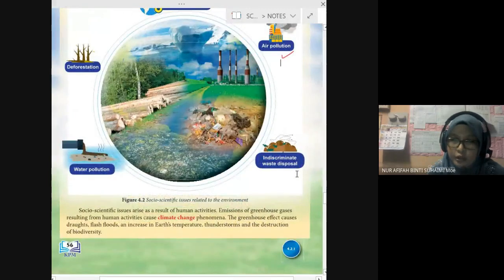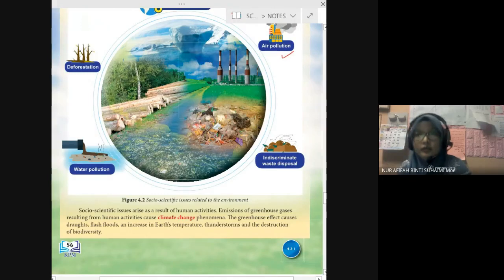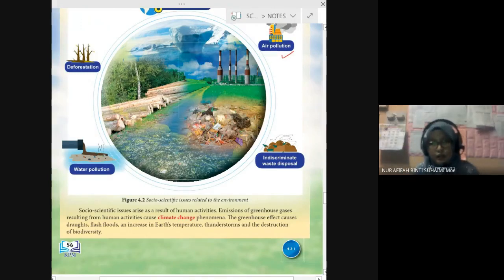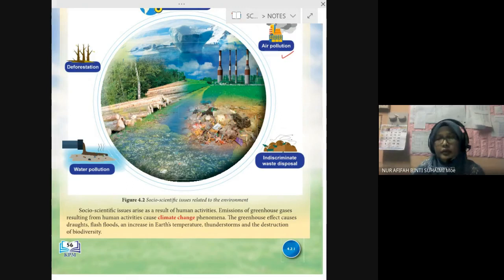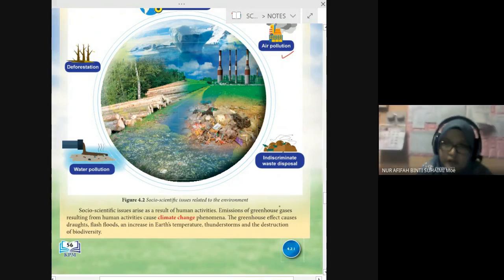Right. Social scientific issues arise as a result of human activities. We have the social scientific issues because of ourselves, because of the human activities, from the open burning, from the pollution that we put in the water that causes water pollution, from the illegal logging. So all that is from the human activities. Okay. For example, emission of greenhouse gases.